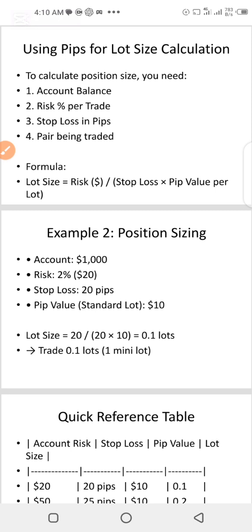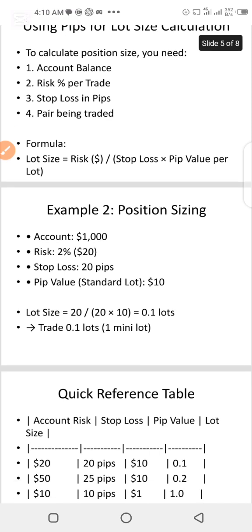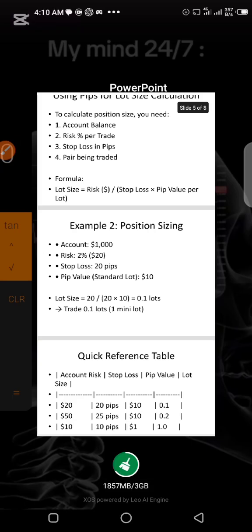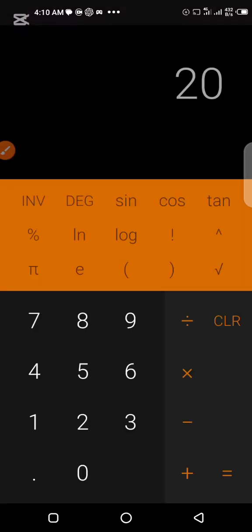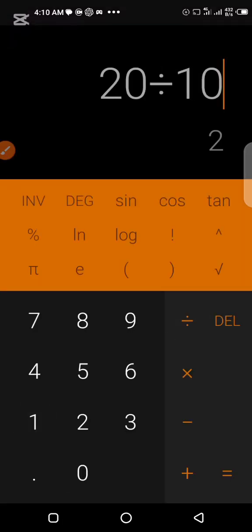Now we're going to use what we call the mini lot size, right? We're going to be using the mini lot size. Inside this mini lot size, we're going to be dividing it by 10. It will now give us the lot size to go in with. We already know that what we are going to be using is mini lot size, which is $1. So let's divide this by 10.